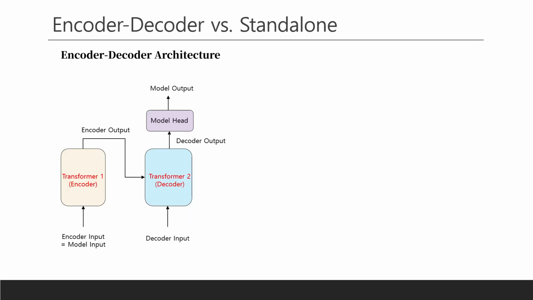Let's start with the encoder-decoder structure, the original or vanilla transformer proposed in the famous paper Attention is All You Need from 2017. Here, the encoder processes the input and converts it into meaningful vector representations. Then, the decoder takes those representations and generates the output.